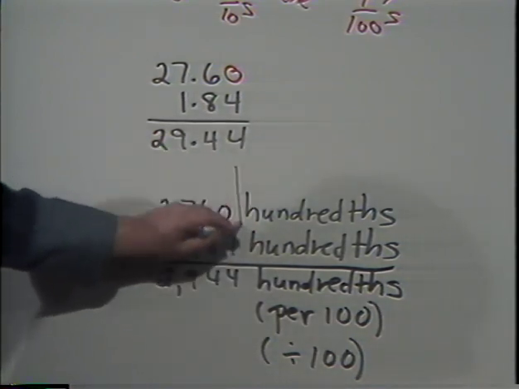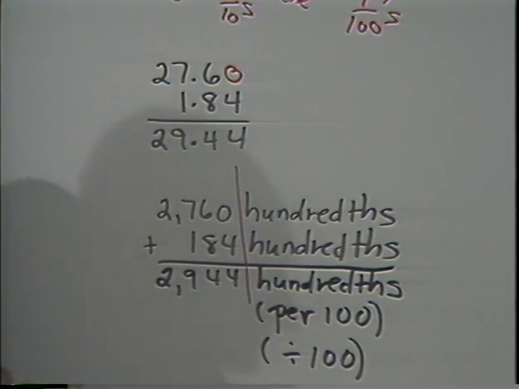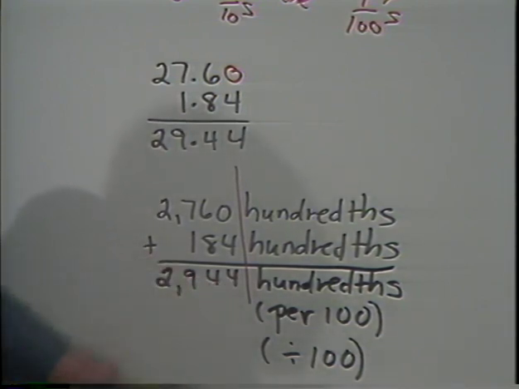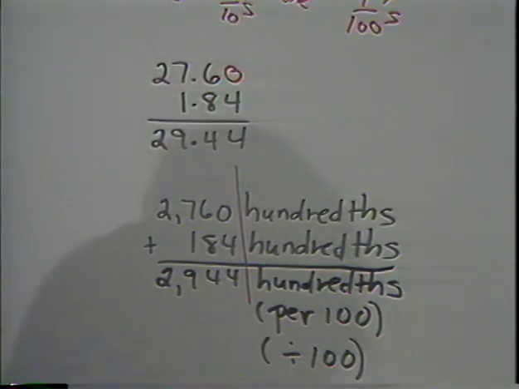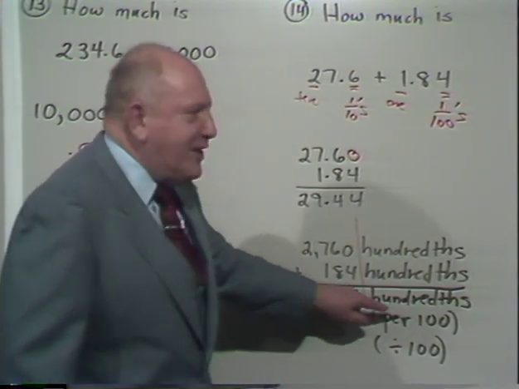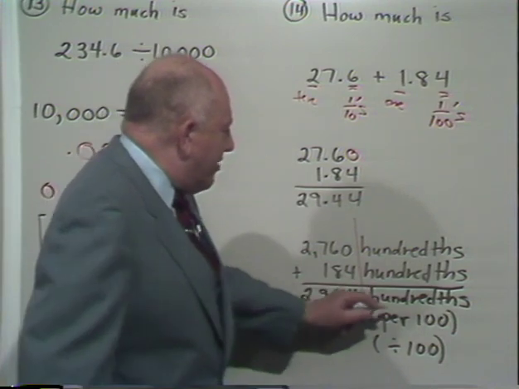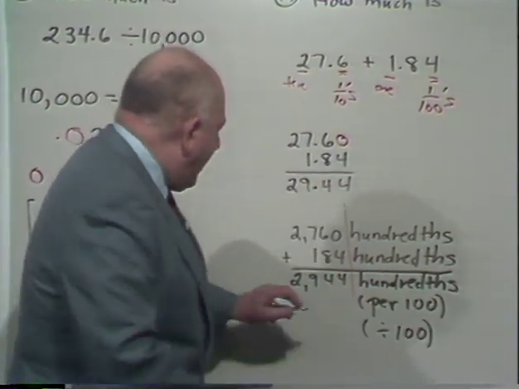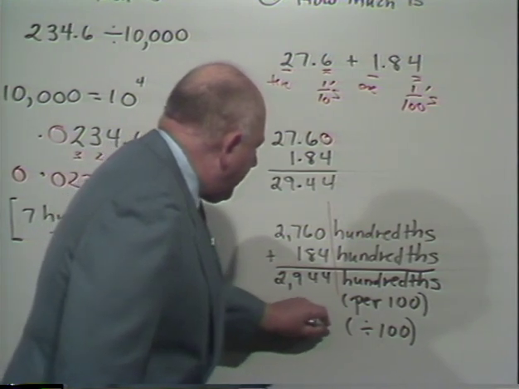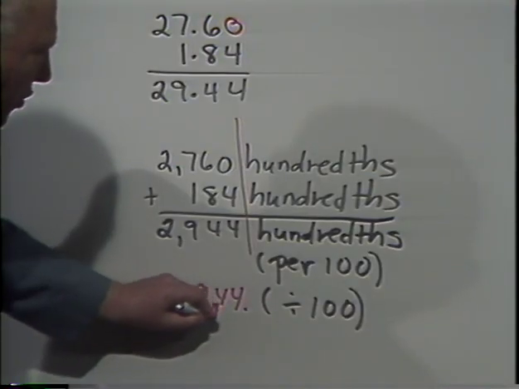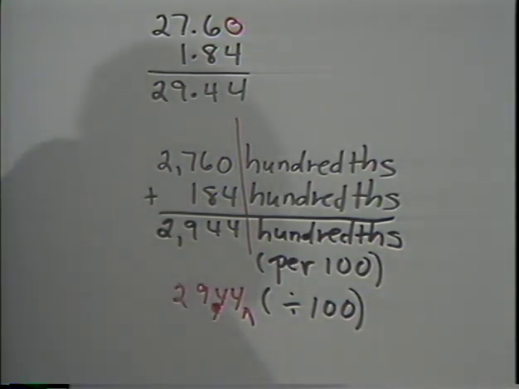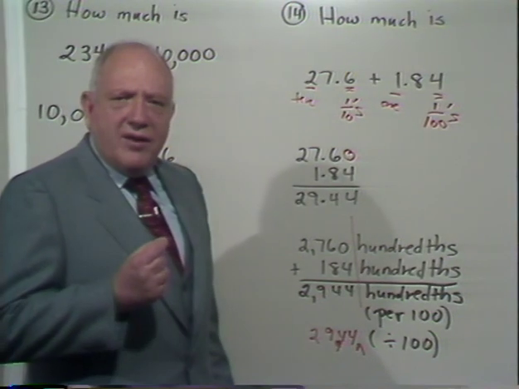Since these are like denominations, can't I just add them? See, that's where my 2,944 comes in. But what's the noun? It's 2,944 hundredths. And hundredths means per 100. Per 100 means divided by 100. And when you divide a decimal by 100, you move the decimal point 2 places to the left, and there's your 29.44. But you see the interesting thing here?